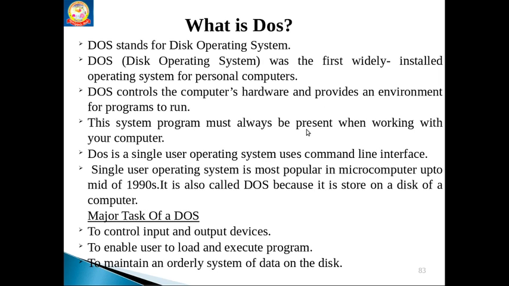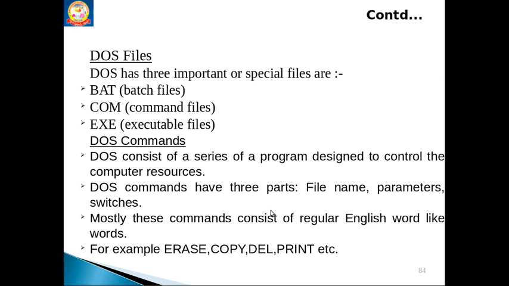The major tasks are to control input and output devices, to load and execute programs, and to maintain the data on the disk. These are the various tasks done by the disk operating system. It has three important file types: BAT files, COM files and executable files. We work on this operating system mainly with commands. So let's see DOS commands.